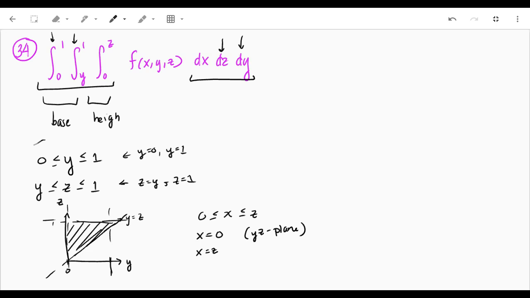Now, up here when we were getting the base, we were just thinking about our 2-dimensional base. Now x equals z, we're thinking about in 3 dimensions. So x equals z is the plane that would be slicing through the xz plane at an angle. So we're trying to put this together here the best we can.